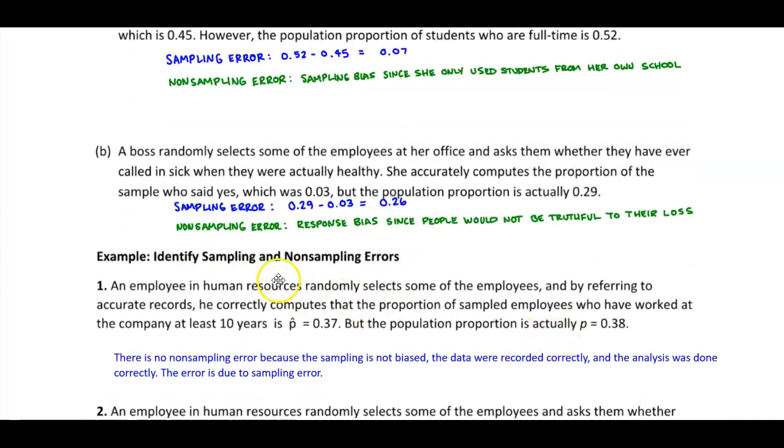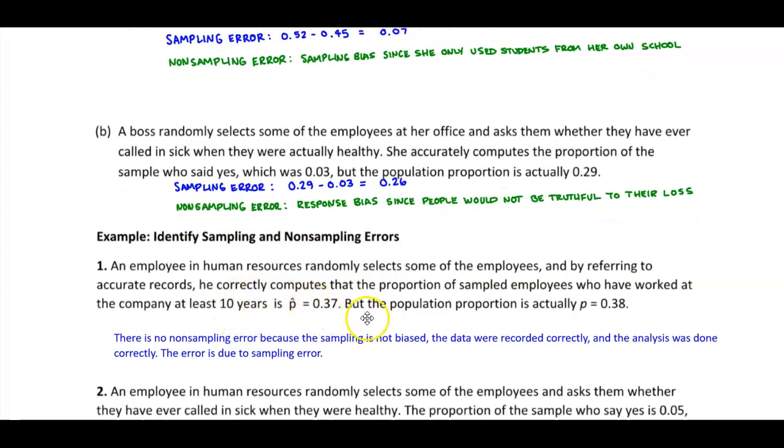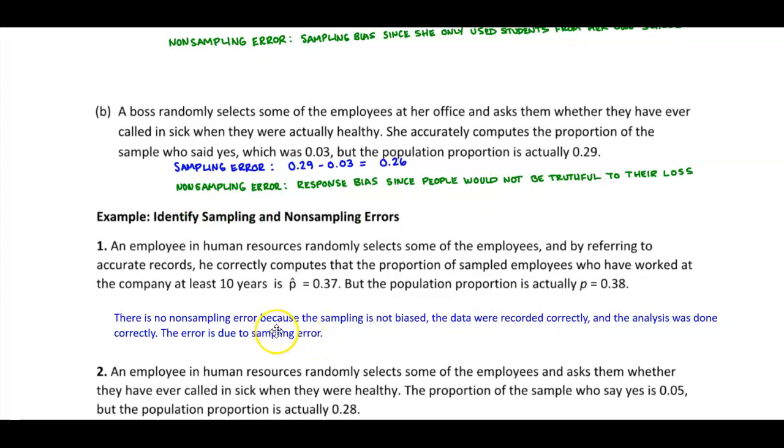Now, for example, identify sampling and non-sampling errors. An employee in human resources randomly selects some of the employees, and by referring to accurate records, he correctly computes the proportion of sample employees who have worked at the company at least 10 years is 0.37, but the population proportion is actually 0.38. So there's no non-sampling error because the sampling is not biased. The data were recorded correctly and the analysis was done correctly. So the error is due to sampling error.